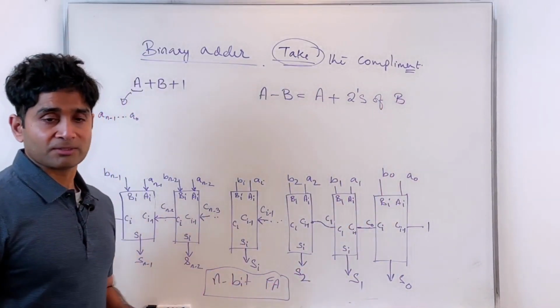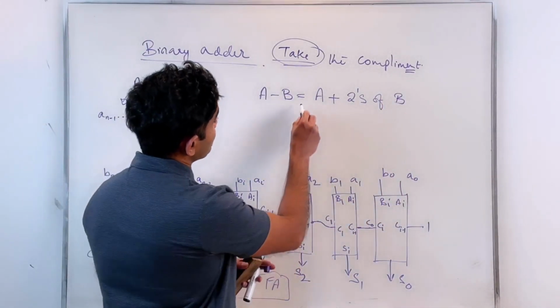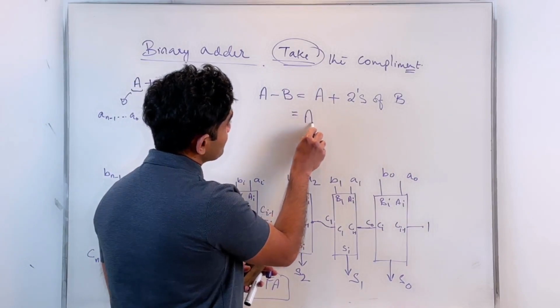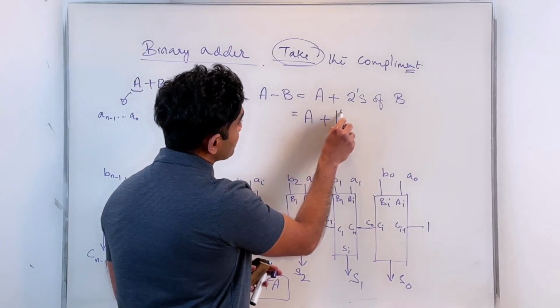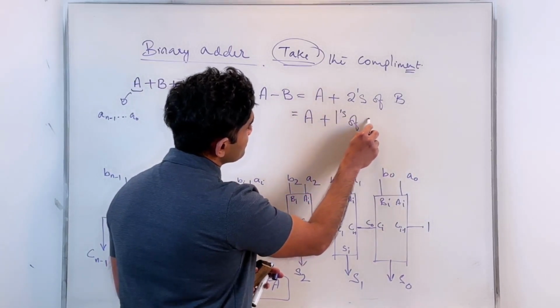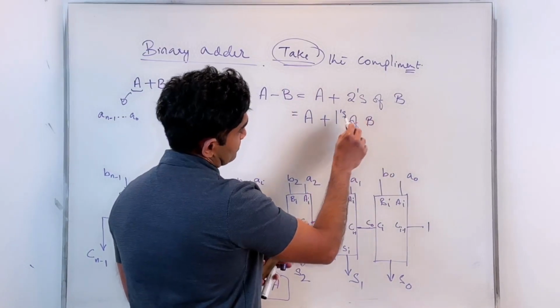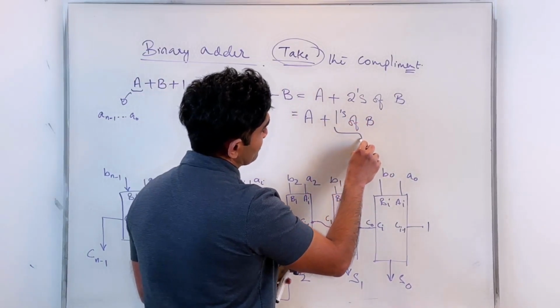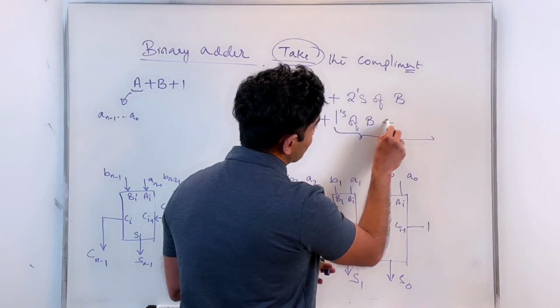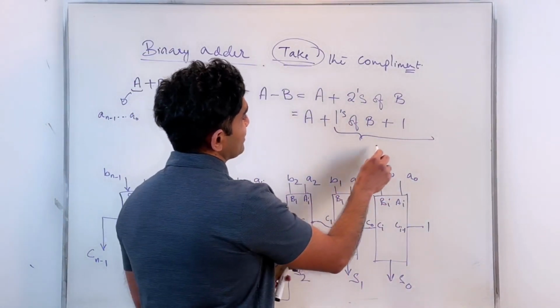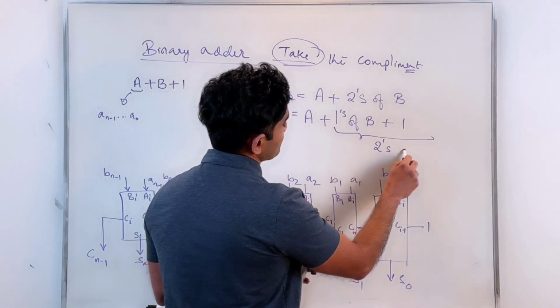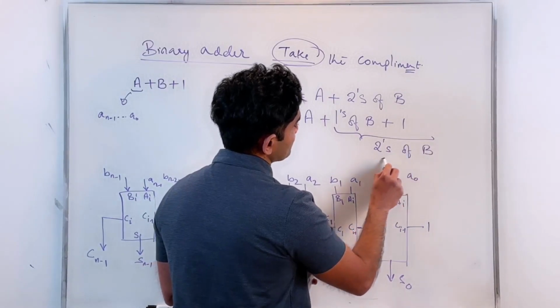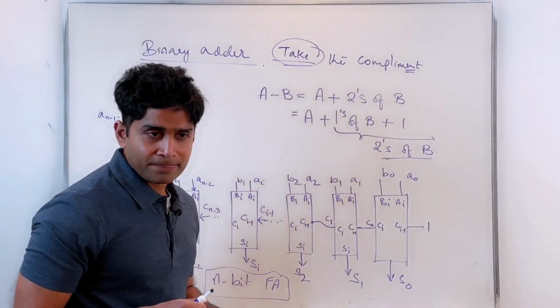Right? That's the A minus B operation. Or I can also write this as A plus the 1's complement of B, but to get the 2's complement of B, I take the 1's complement of B first and add 1 to that, right? That gives you the 2's complement of B. You already know that. Doesn't that make sense?